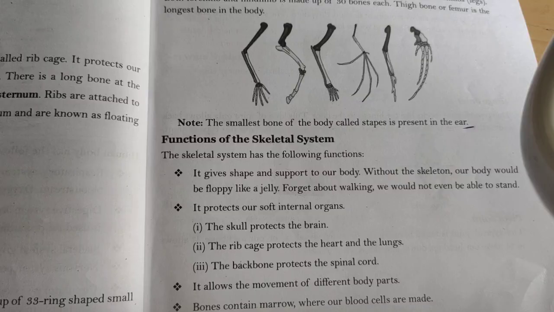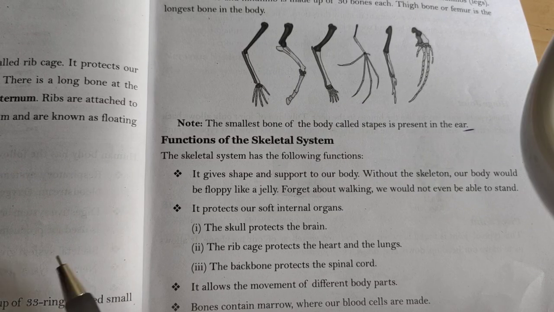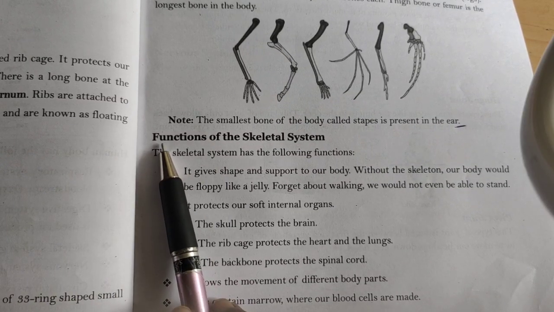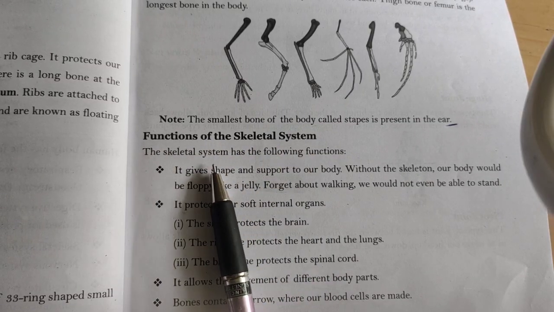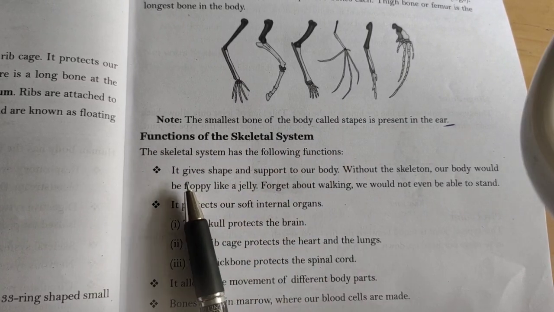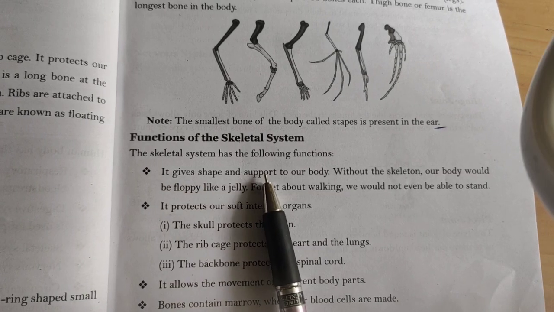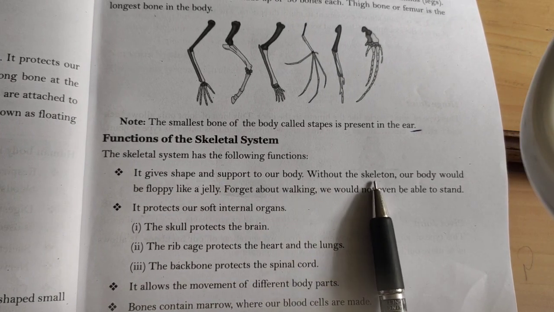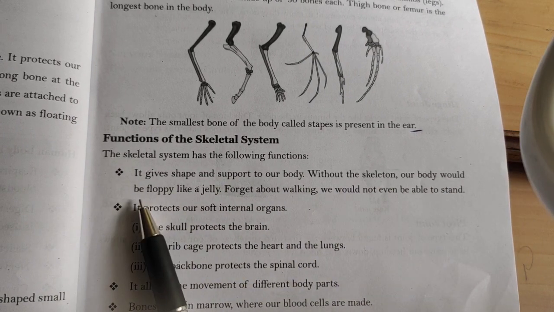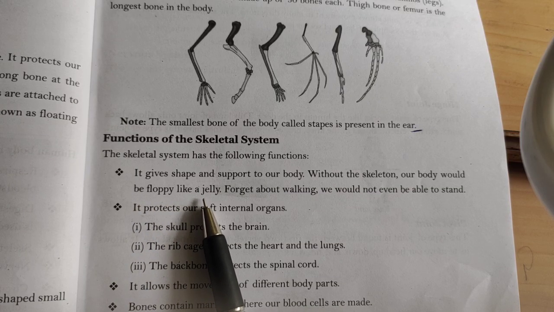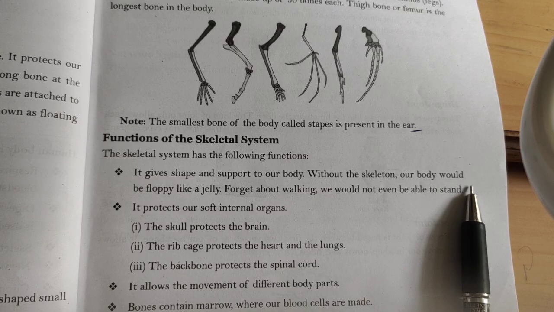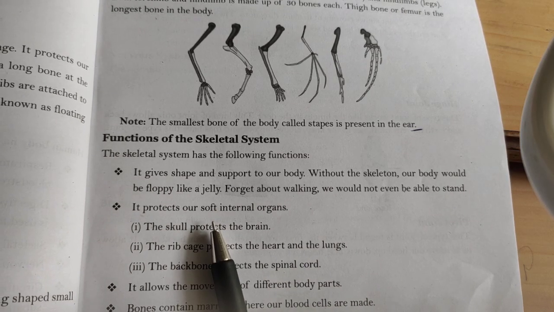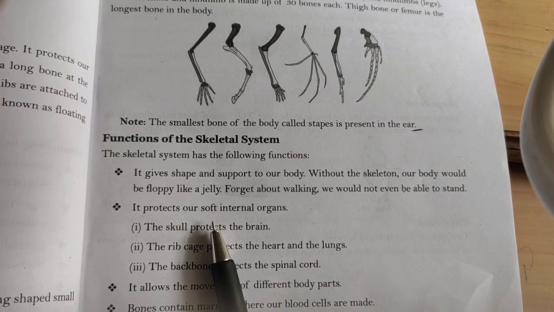See, in the last video, we discussed the skeletal system. Here, we are going to discuss the functions of the skeletal system. The skeletal system has the following functions. It gives shape and support to our body. Without the skeleton, our body would be fluffy or like a jelly. Forget about walking. We would not even be able to stand. Our whole body depends on the skeletal system.